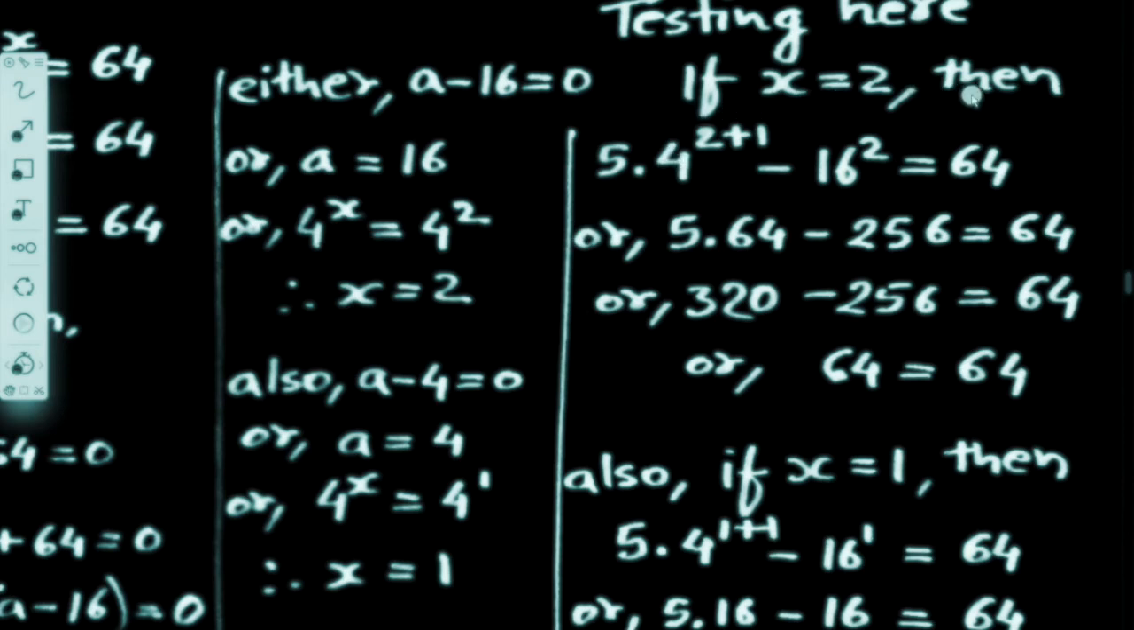If x equals 2, then 5 into 4 power 2 plus 1, minus 16 squared, equals 64. 5 into 4 power 3 means 64, since 2 plus 1 is 3 and 4 power 3 is 64. Minus 16 squared means 256. 5 into 64 is 320, and 320 minus 256 is 64. So 64 equals 64, which means x equals 2 is our right answer.